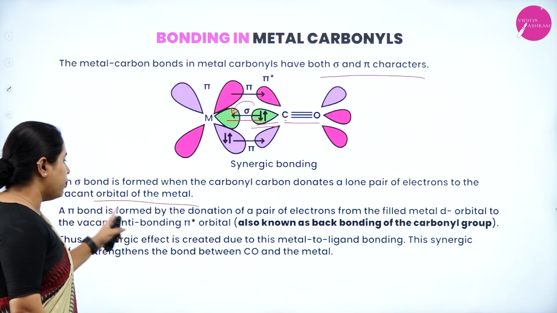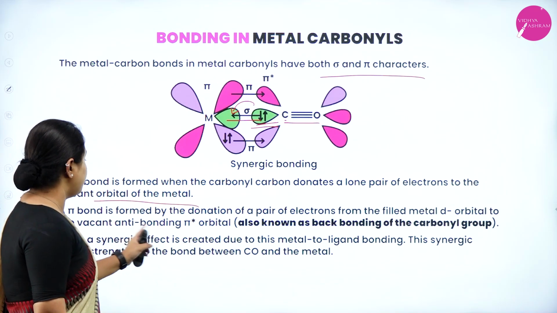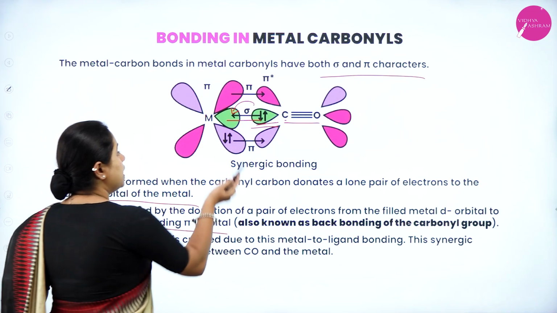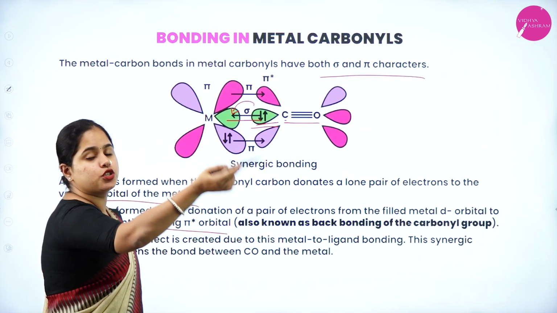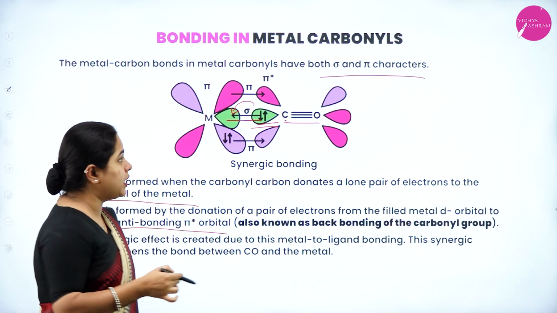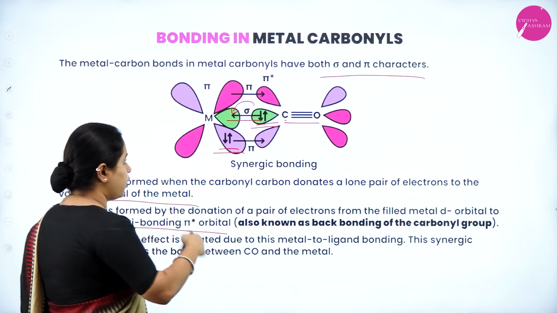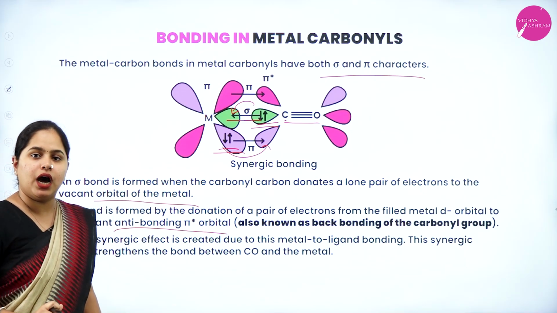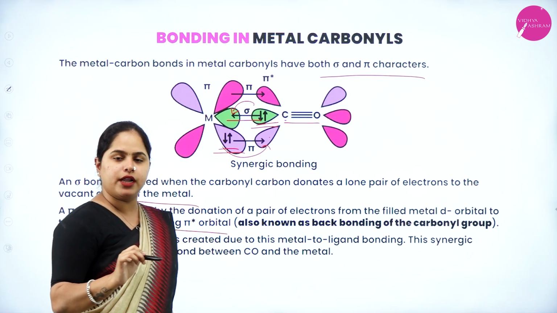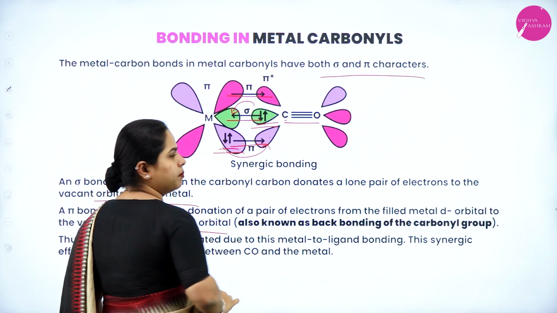Clear? Now a pi bond is formed by the donation of a pair of electrons from the filled metal d orbital to the vacant anti-bonding, that is pi star, orbital of the ligand. That means at the same time when the carbonyl carbon is donating electrons to the metal, which is generally supposed to happen in a coordination compound, the filled orbitals of the metal will donate electrons back to the carbonyl ligand. As you can see here, it will be donated to the vacant orbital of the carbonyl. So in both ways it is happening. Here a pi bond will be formed and here a sigma bond will be formed.